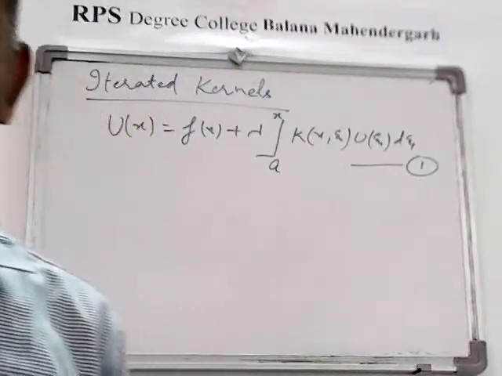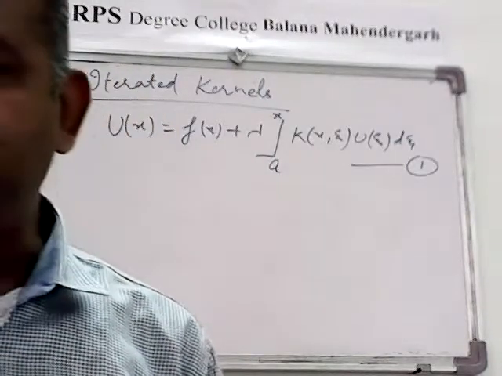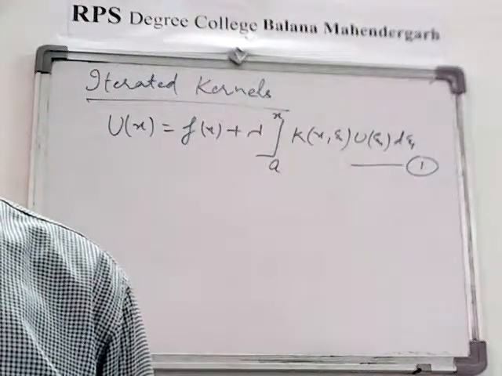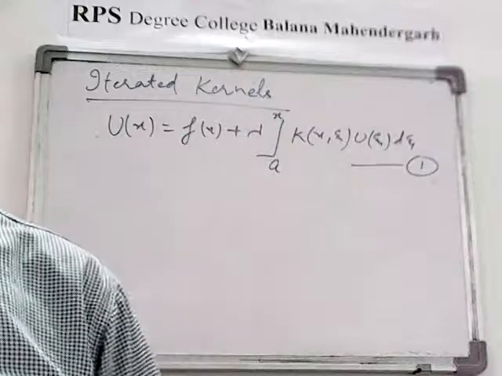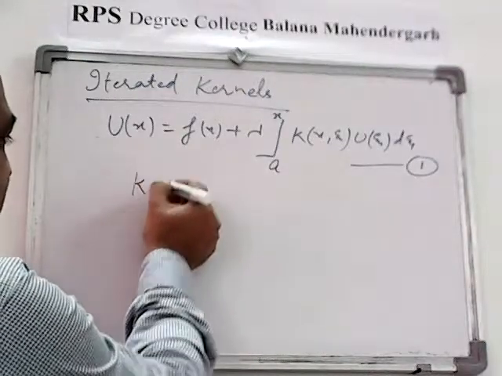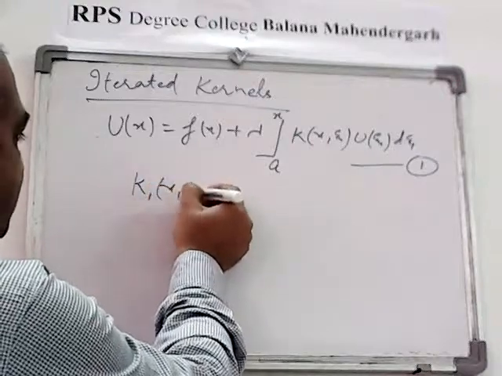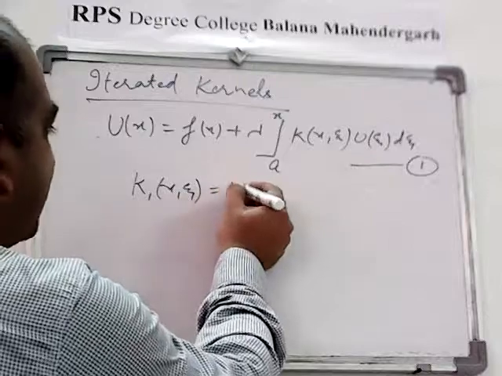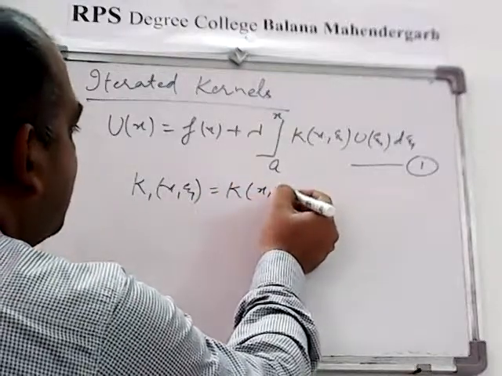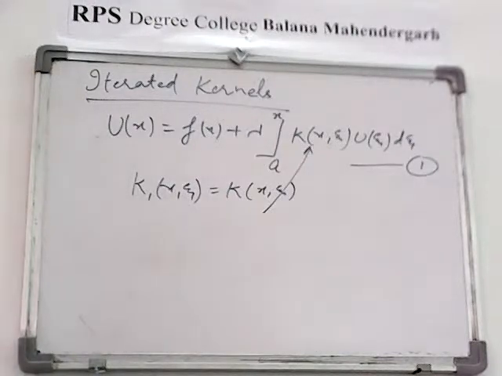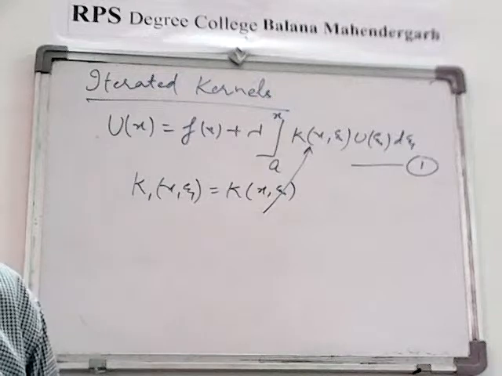What is the meaning of iterated kernel? Actually, the iterated kernel may be defined as follows. For example, the first iterated kernel is denoted by K1(x, ξ), and that we will take the same as K(x, ξ). So right now the first kernel is known to us.